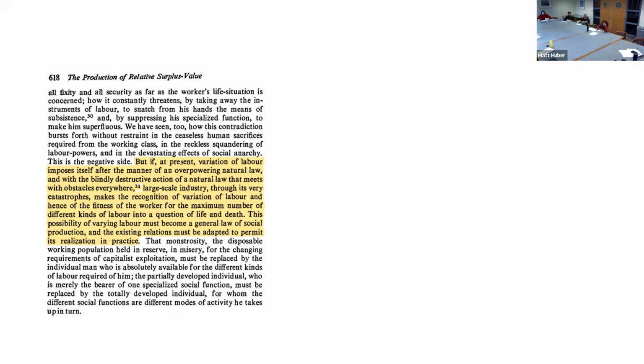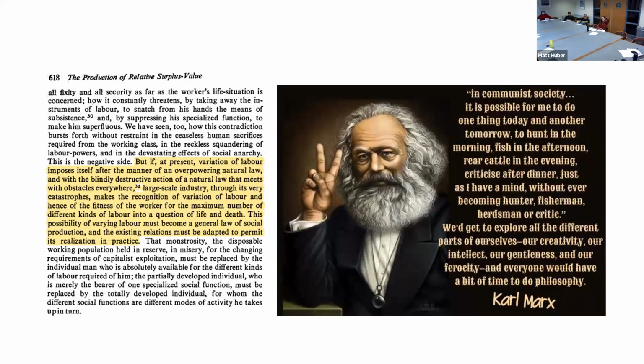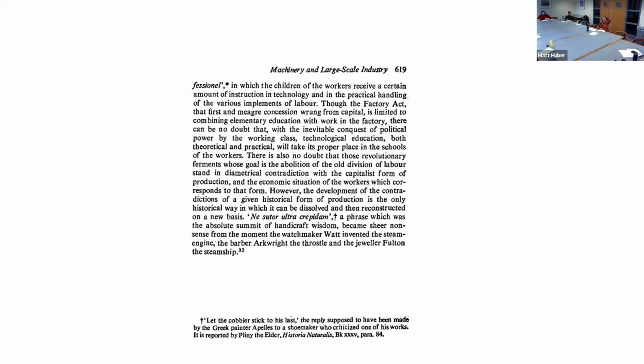If you weren't aware, Marx said that communism would be: you do one thing in the morning, you hunt in the morning, fish in the afternoon, rear cattle in the evening, and philosophize at night or whatever. And I think what he's trying to say here is that capital, by developing this sort of flexibility of labor so that they can do all different sorts of things, does create the conditions in which workers can develop themselves as fully developed individuals under communism.